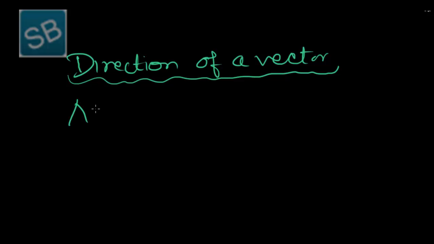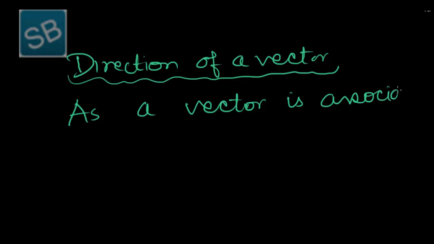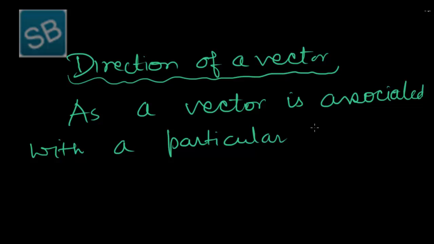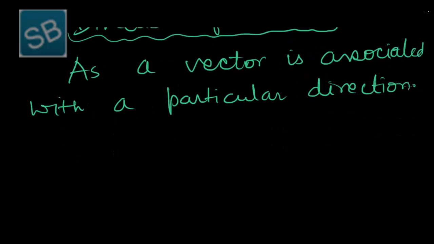As we know, a vector is associated with a particular direction. That is a property of a vector, because a vector is a quantity that describes magnitude as well as direction. So a vector is also associated with a particular direction.